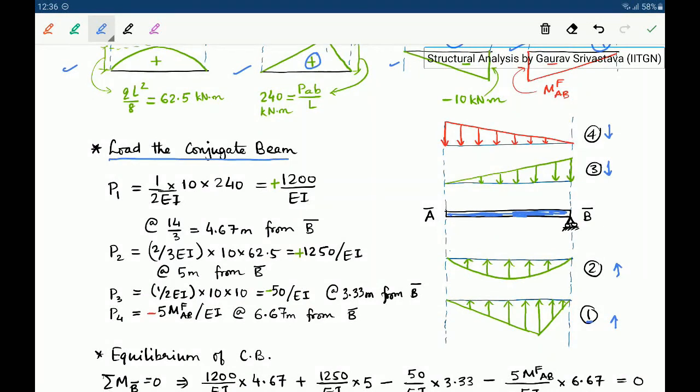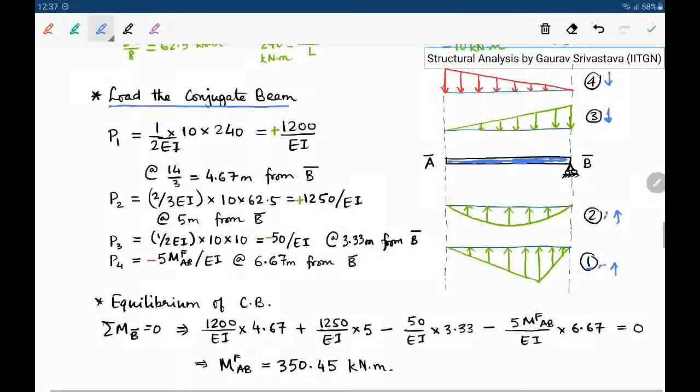Now if you really see, this conjugate beam appears to be unstable, because it is roller supported on one end and free on the other end. However, since this is the corresponding conjugate beam for a stable real beam, it should be under equilibrium. What it means is that if we combine all the 4 load cases, 1, 2, 3 and 4, the beam should be in static equilibrium, with respect to force as well as with respect to moments.